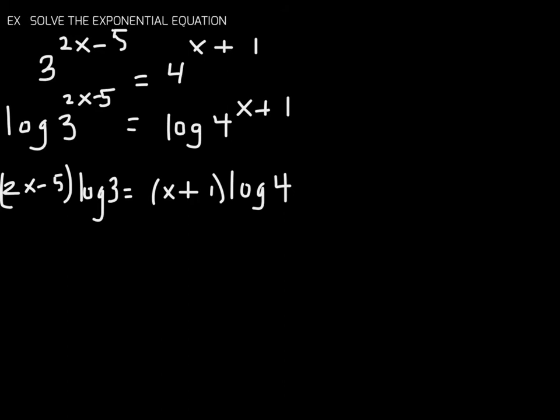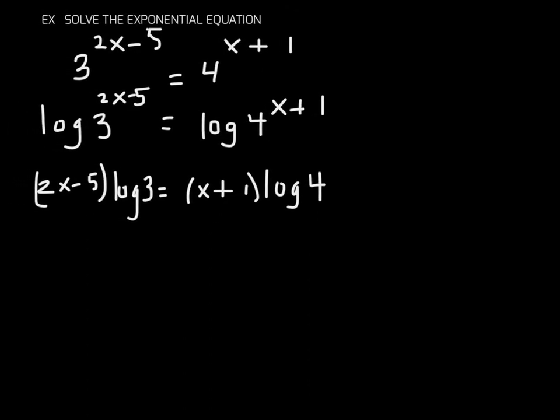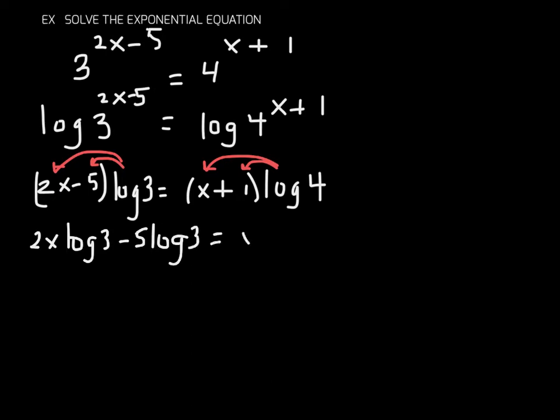Let me move the screen over just a little bit so we have some more space here. All right, so what you're going to see me do next is distribute log 3 over here. And over here, you're going to see me distribute log 4. That's going to get rid of our parentheses, all right? So then this is going to turn out to be 2x times log 3 minus 5 times log 3 is equal to x times log 4 plus 1 times log 4.